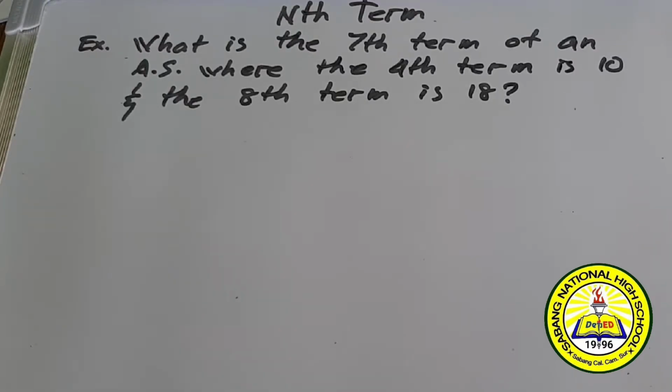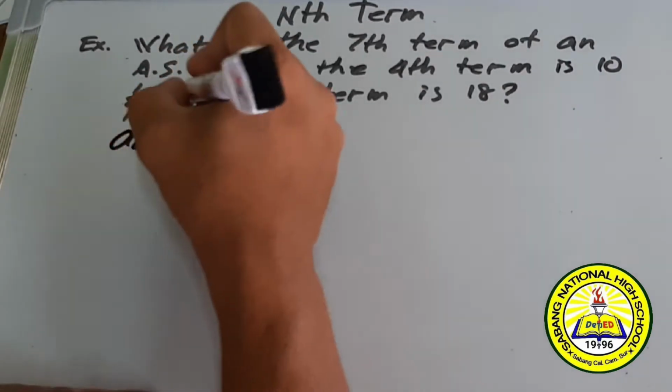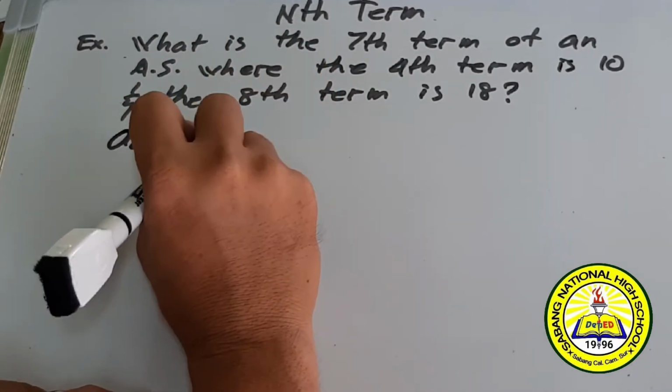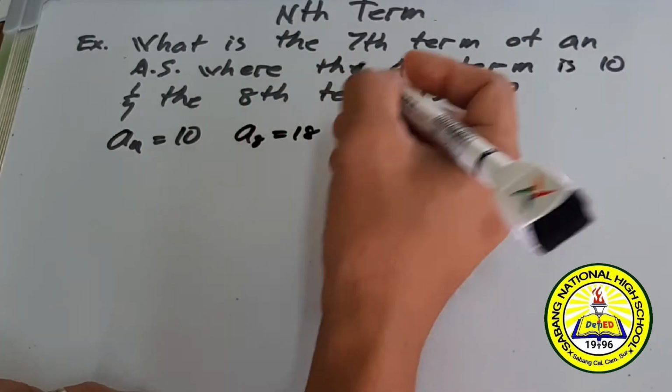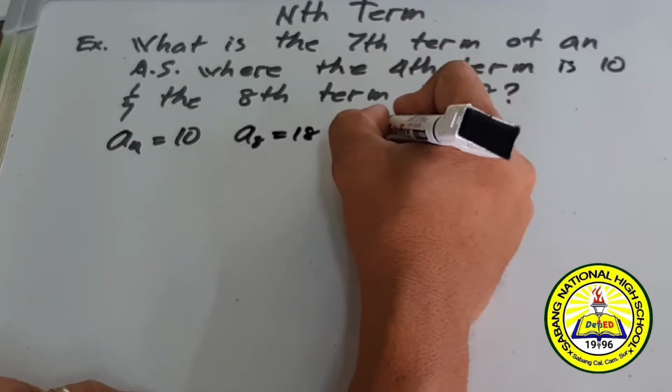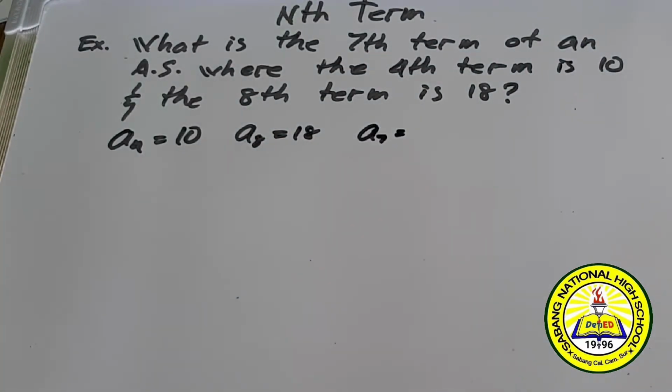What is the seventh term of an arithmetic sequence where the fourth term is 10 and the eighth term is 18? So based on the problem, we have the given a sub 4 is equal to 10 and a sub 8 is equal to 18. What is being asked is a sub 7. If we just know what is the common difference, then we can simply find a sub 7 by adding the common difference to 10 until we get a sub 7.